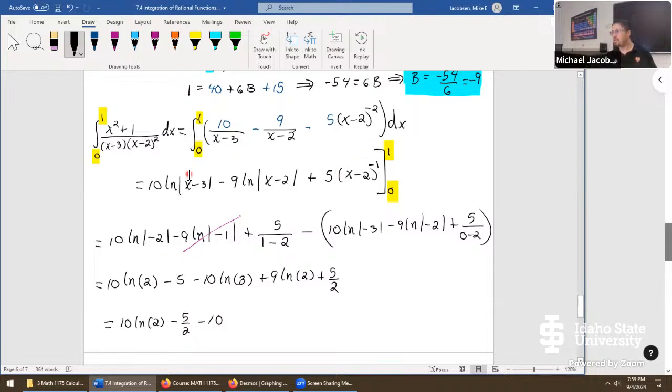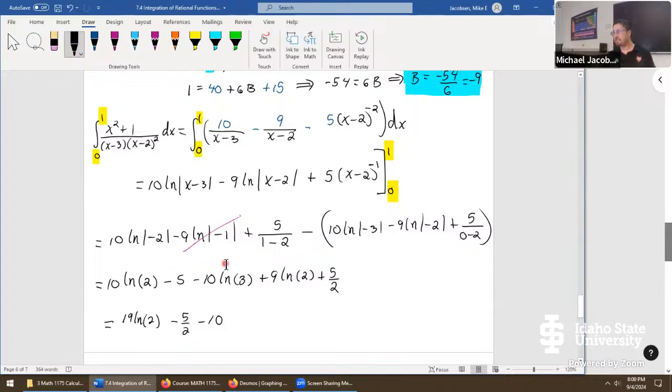I plugged in a 1 here and I got to negative 2, negative 1, 0 here gave me negative 3, negative 2. Yeah, I think my numbers are right here, but that's definitely a mistake of those like terms. Let me fix that there. So it's 10 log 2 combined with the 9 log 2 for 19 log 2.